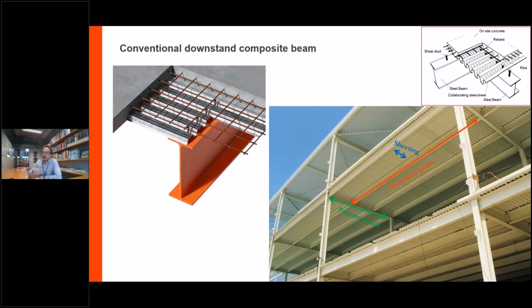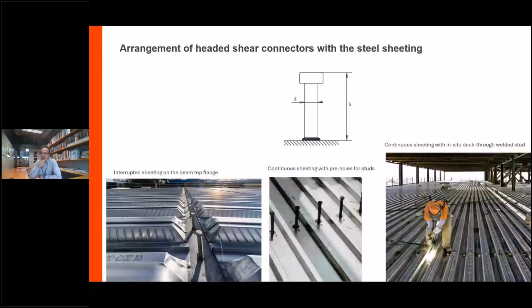So this is the typical layout of a composite deck with composite slab and composite beams, with primary and secondary beams. What about the constructive detailing?